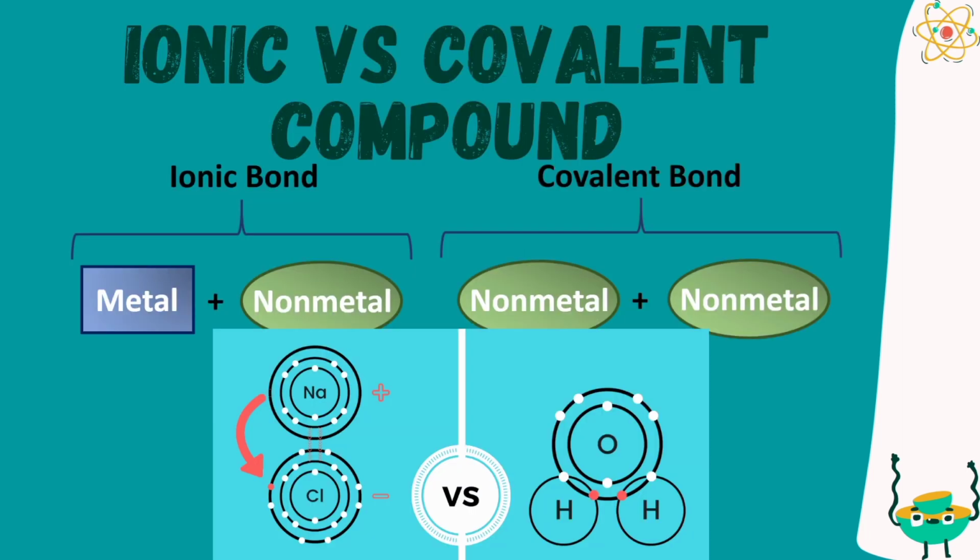The difference between ionic and covalent compounds is that ionic compounds are composed of a metal and a non-metal, while a covalent compound is composed of both non-metals. In an ionic compound, there is a transfer of electrons, wherein a cation loses an electron while the anion gains an electron. While in a covalent compound, there is a sharing of electrons.